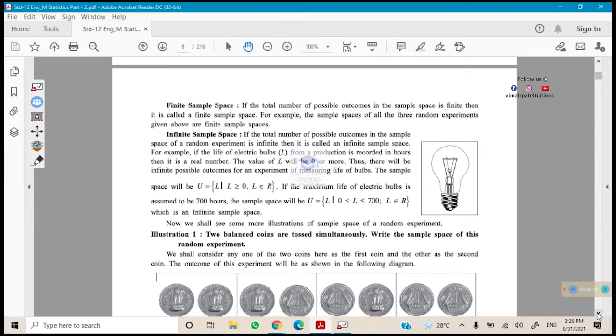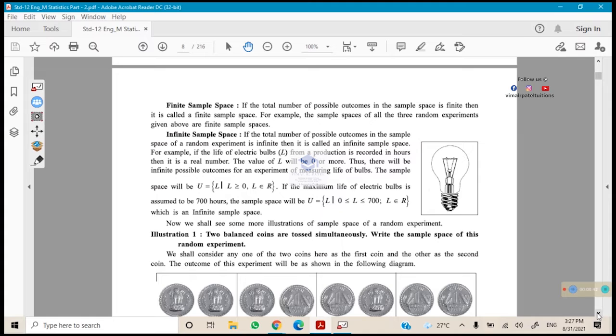Then finite sample space and infinite sample space. If the total number of possible outcomes in the sample space can be calculated, they are finite. It doesn't matter how large or how small. Even though they are 1 million, 1 billion, 1 trillion, that is not important. If you can exactly count it, calculate it, then it will become a finite sample space.